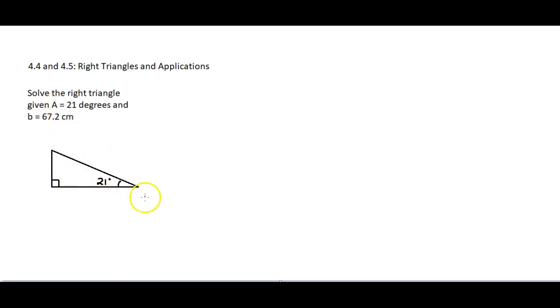I said that A was 21 degrees, so we'll call this A. And by standard naming of triangles, their angles and corresponding sides, that means that the side over here is going to be lowercase a. In a right triangle, the right angle is always C. So the side opposite C, the hypotenuse, should be lowercase c. And that makes this our B, which equals 67.2 centimeters. Okay, so we've drawn the triangle.